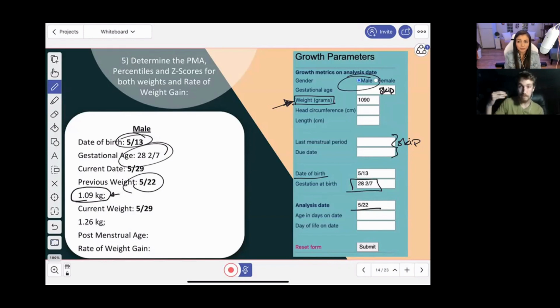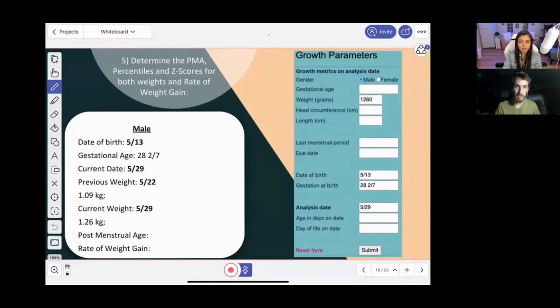And if Dr. Abel were to ask you for the head circumference or the length, then you would include that here as well in centimeters. But for now, we're just going to look at the weight. Once we have this information inputted in this manner, go ahead and press submit, and you're going to receive a percentile and z-score based off of this data. And go ahead and jot that down. We're not going to jot it down just yet, but in just a moment we will. But make sure and jot it down for yourself.